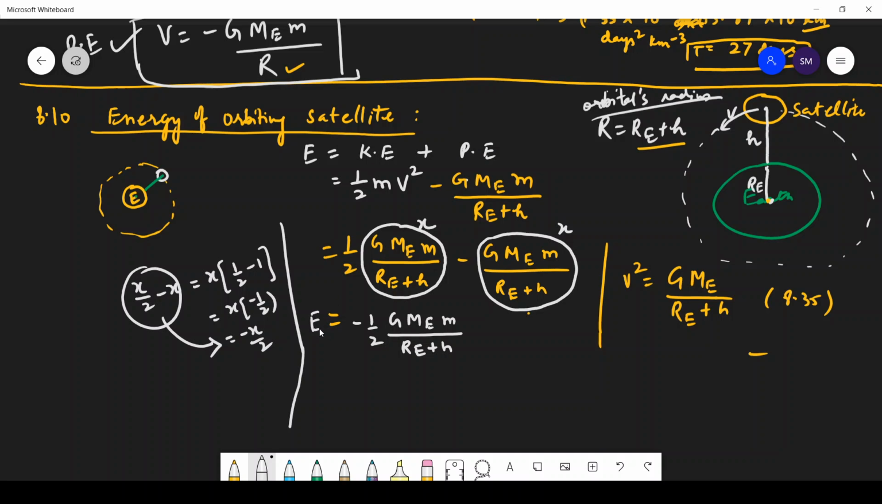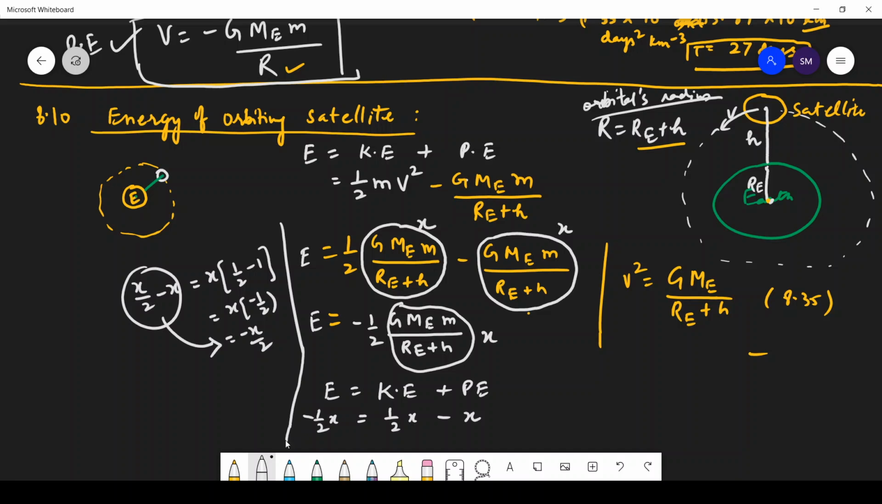This is your E, right? So this is your E. So what E have you got? E is equal to kinetic energy plus potential energy. Now write all of them in terms of x. This is what your x is. Write all of them in terms of x. So this E is equal to half x. What is kinetic energy? 1 by 2x. What is potential energy? Minus x.